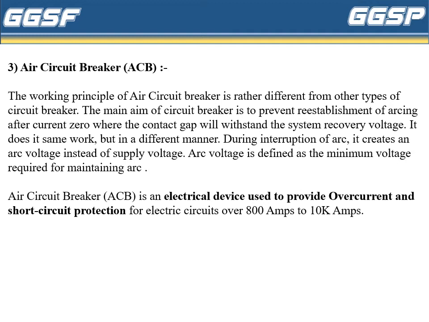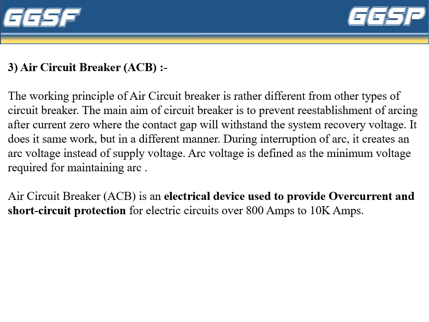The working principle of the air circuit breaker is rather different from other types of circuit breaker. The main aim of the circuit breaker is to prevent re-establishment of arcing after current zero, where the contact gap will withstand the system recovery voltage. It does the same work but in a different manner. During the interruption of arc, it creates an arc voltage instead of supply voltage. Arc voltage is defined as the minimum voltage required for maintaining the arc.